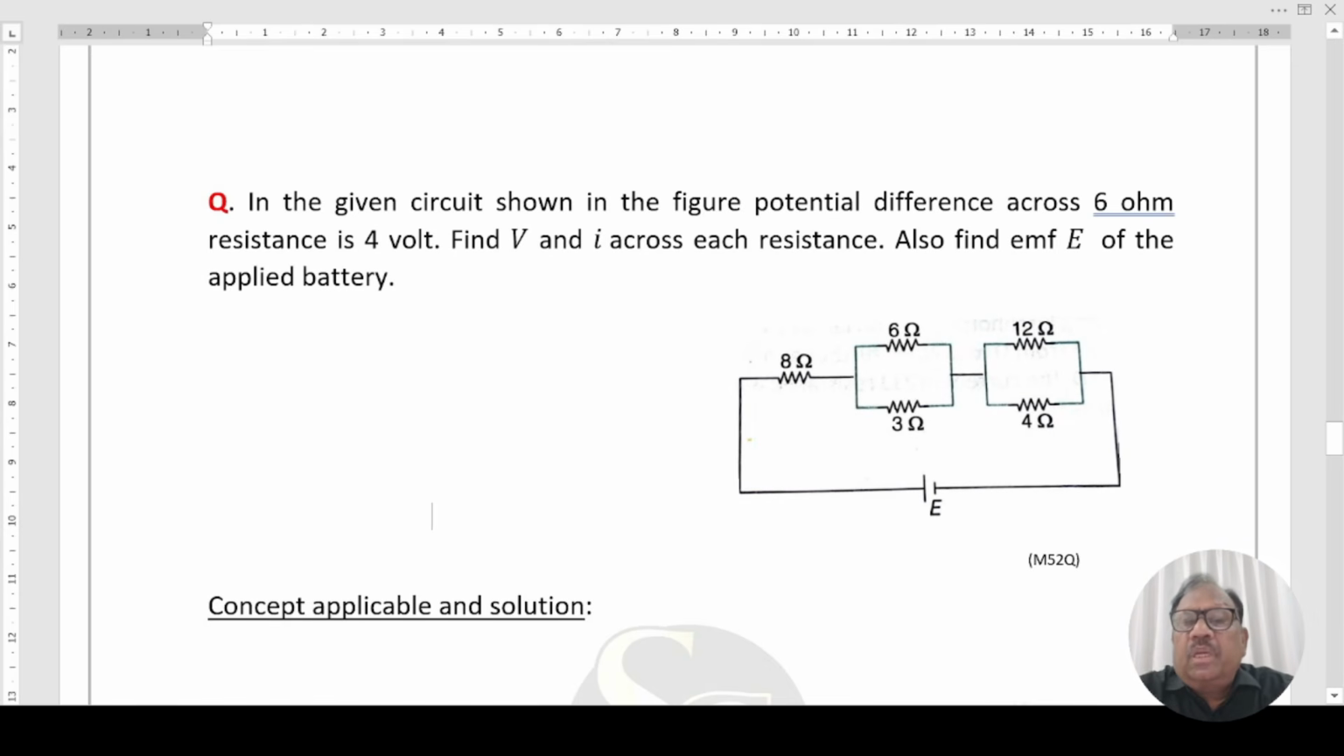Question is, in the given circuit shown in figure, the potential difference across the 6 ohm resistance is 4 volt. Find V and I across each and also find the EMF of the applied battery. Concept applicable and solution.